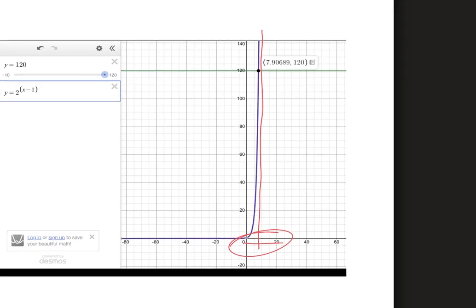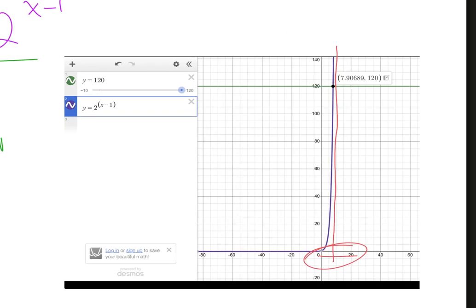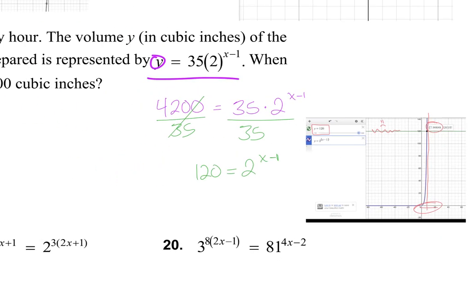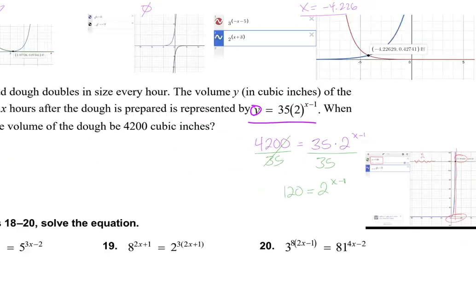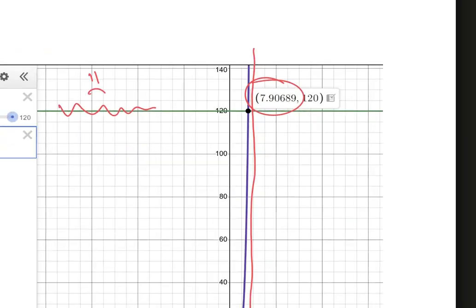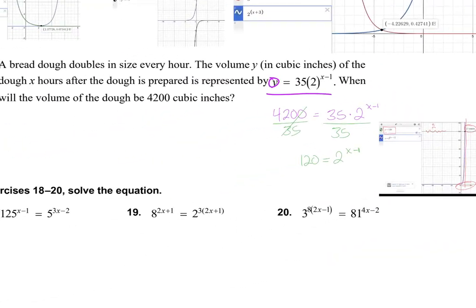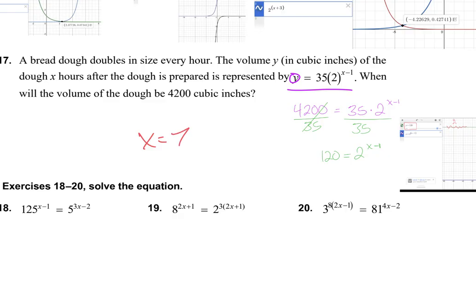The other thing I want to point out, and the reason that this is worth looking at, is if you don't type in y equals 120, then you would not get that line. It would not be there, and then you would have no answer because you wouldn't be able to figure that out. So there is a little bit of benefit to having practiced some of this. Let's see, when will the dough volume be that? And was it hours? Every hour. So 7.9 hours is the answer when x is 7.91 hours.